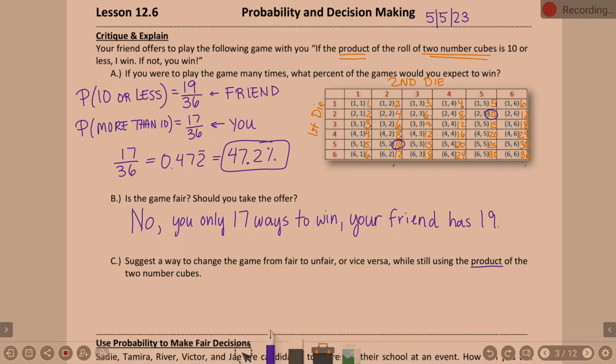Okay. So, I'm going to just kind of shortchange this, that we can change this. Let's see, how is it up here? 10 or less. So we can make one group less than 10. We can make another group more than 10.